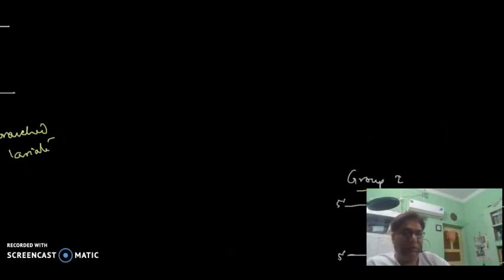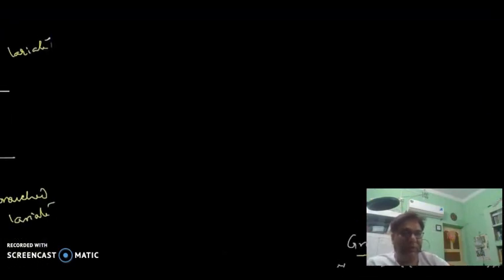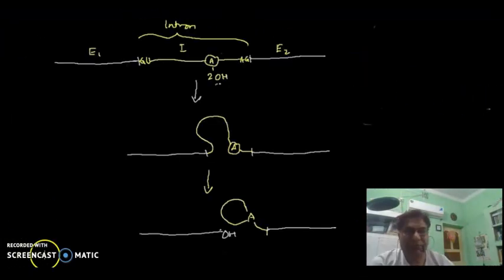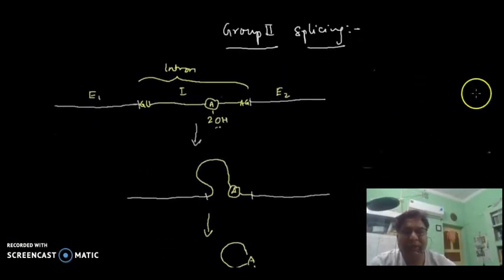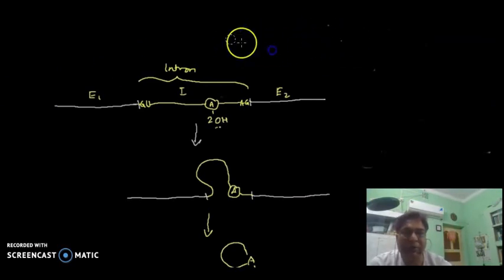More similar to group 2 splicing is the spliceosome mediated splicing. The video has become too lengthy, so now let me wrap it up. The last part is the spliceosome mediated splicing. It is very similar to group 2 splicing because it also contains a branch site, the branch site A, and also forms a branch lariat. We will see it later on.